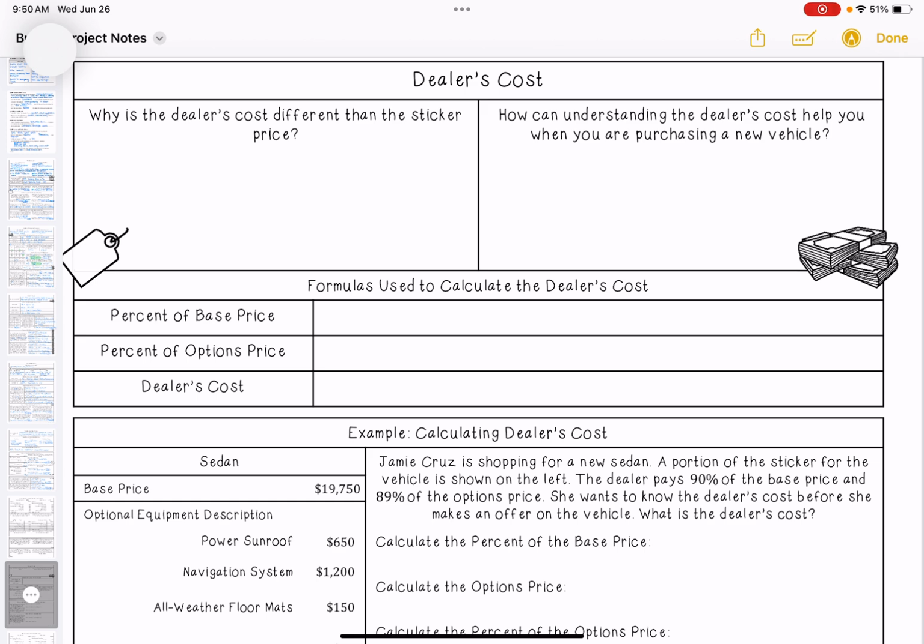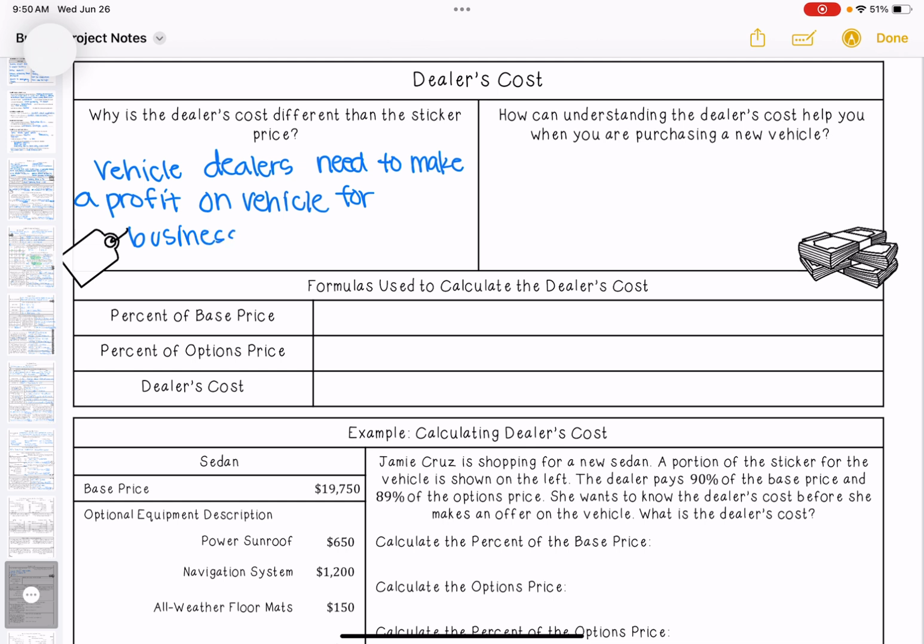All right, so vehicle dealers need to make a profit on the vehicle that they sell so they can pay for business operation cost.